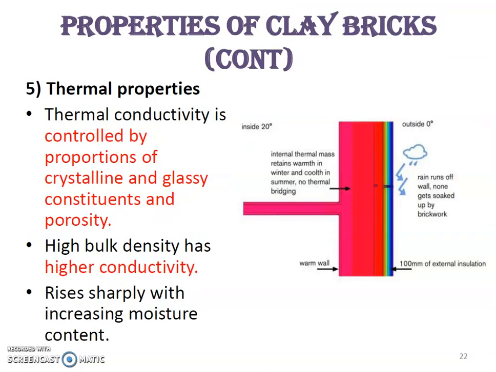Okay, then we have thermal properties. Thermal conductivity is controlled by the proportions of constituents, which are crystalline and also glassy. High bulk density has higher conductivity, which means that the thermal conductivity will increase sharply when the moisture content increases.